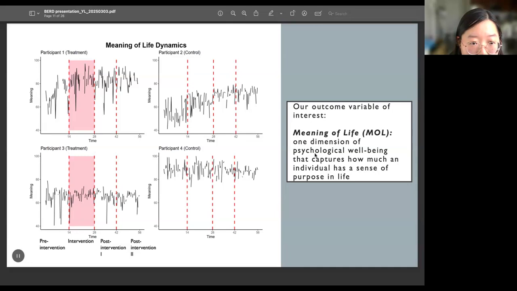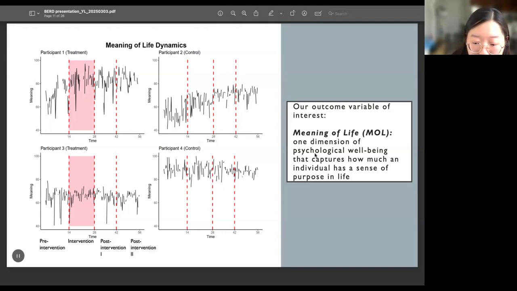So this plot shows the dynamics of one outcome variable in our study. We chose meaning of life, which is one dimension of psychological well-being that captures how much an individual has a sense of purpose in life. And we chose 4 participants, 2 from the left, from the intervention group, and the right 2 from the control group.